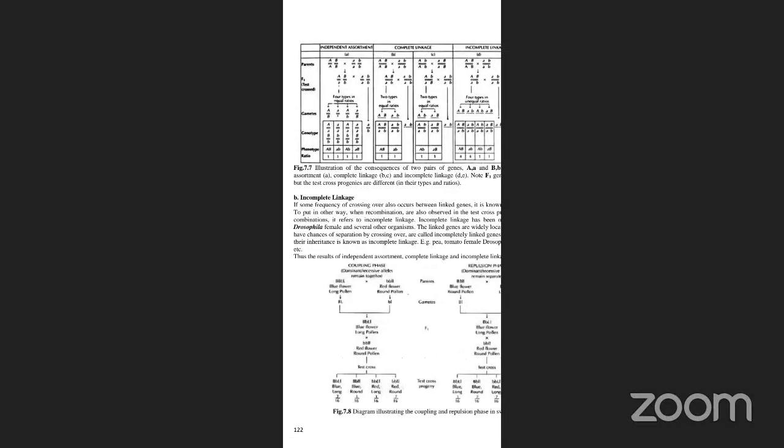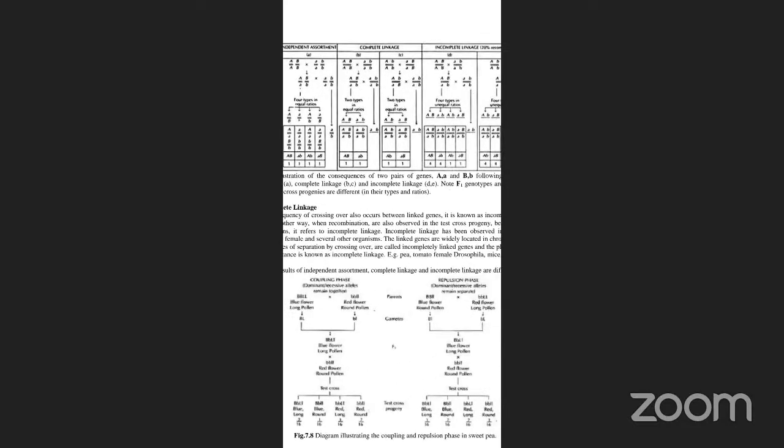Then we'll see complete linkage. Here you see the same: one parent is homozygous for capital A and capital B, and the other parent is homozygous for small a, small b. In the F1 generation, they become heterozygous, capital A, capital B, small a, small b, a heterozygous progeny.